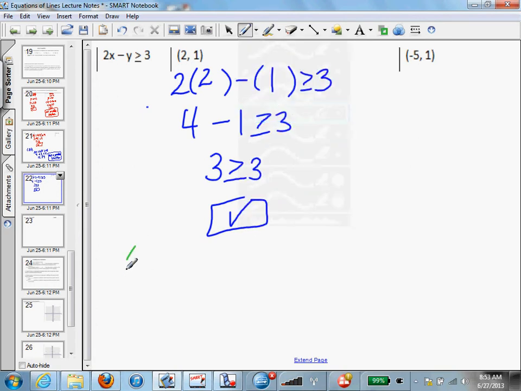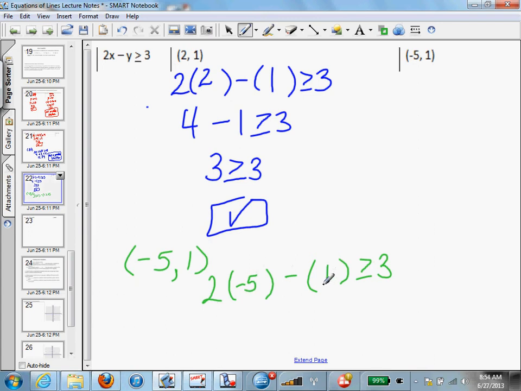Okay, if we look at the next coordinate pair, we have negative 5, comma 1. We have our original inequality, replacing x and y with open and closed parentheses. So where x appeared in the inequality, right here, we're going to place a negative 5, and then 1 in for y. Going through and simplifying, we have 2 times negative 5 is negative 10, minus 1 is greater than or equal to 3. So we have negative 10 minus 1 is negative 11, greater than or equal to 3. And you have to ask yourself, is that a true statement? And that is not. So that is not a possible solution.